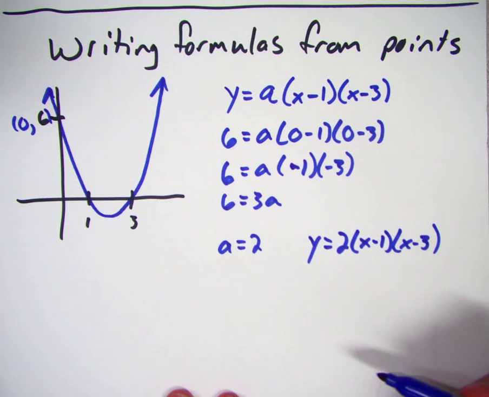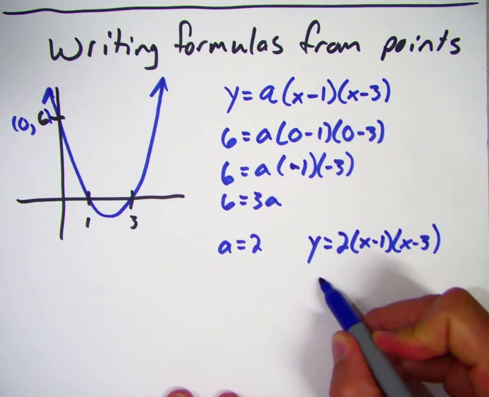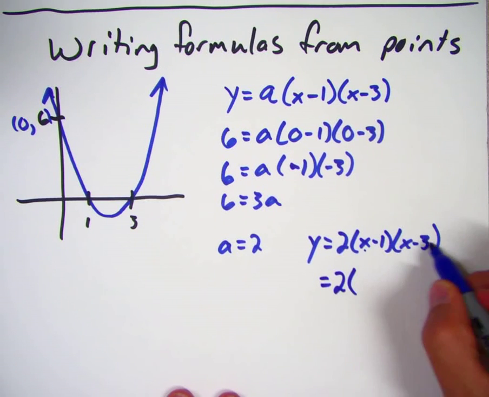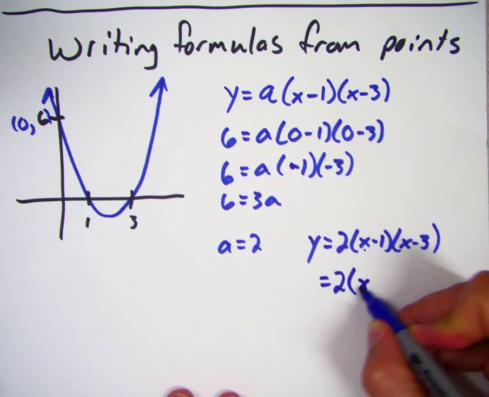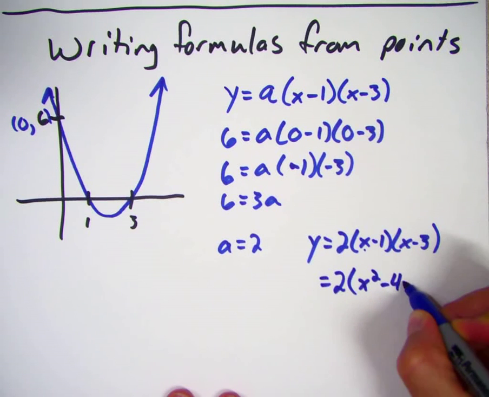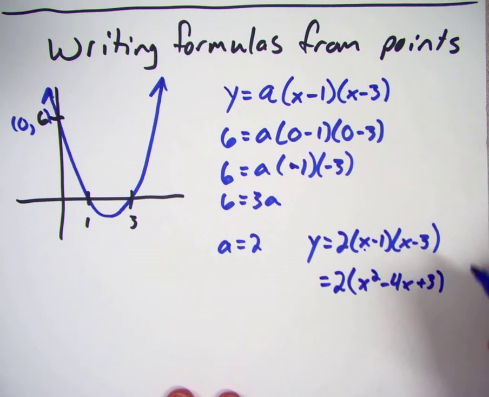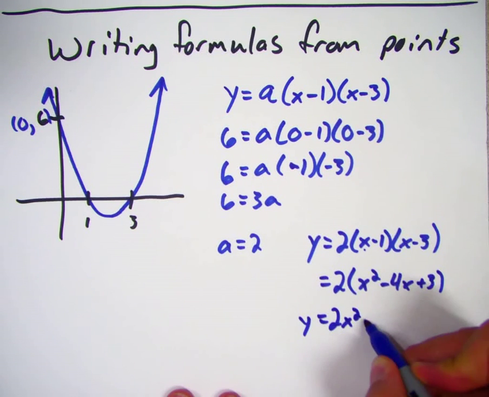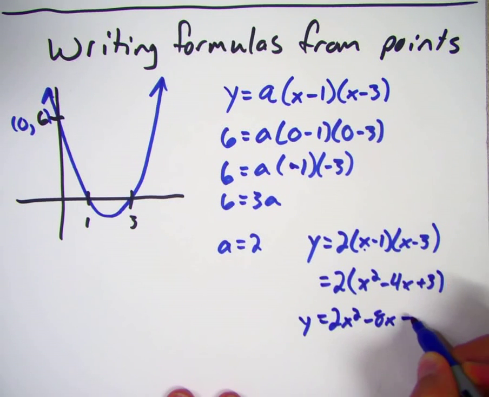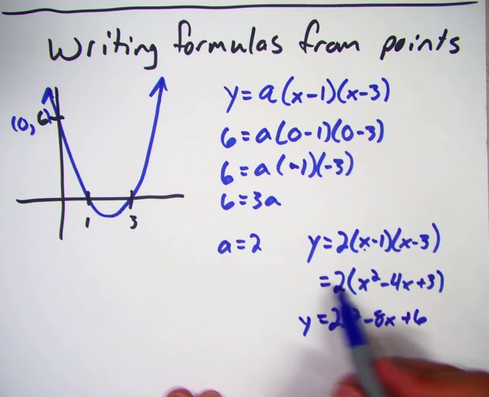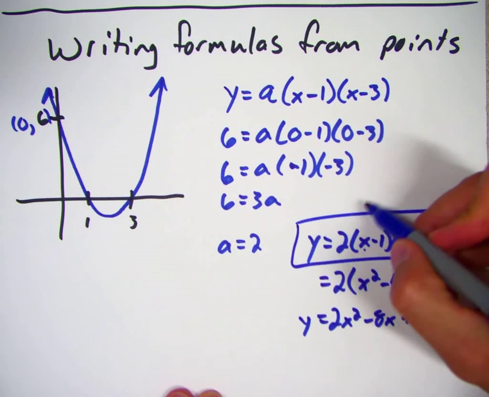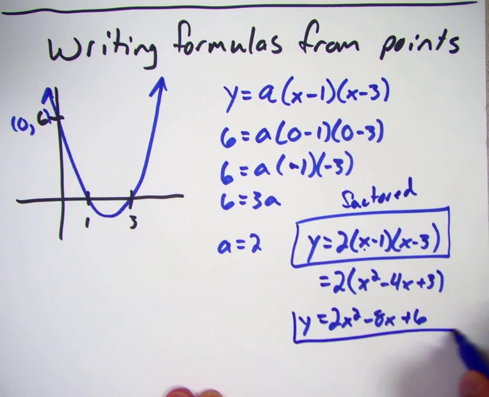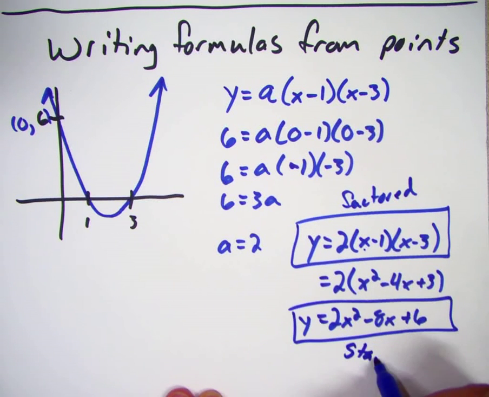Now, if it says to write it in standard form, well, then we're going to multiply this out. So I'm going to leave the 2 there for a second and multiply these two, x minus 1 times x minus 3. I'm going to get x squared minus 4x plus 3. And then multiply that out, 2x squared minus 8x plus 6. Okay, so either this will be my final answer, this is factored form, or this will be my answer, and this is standard form.